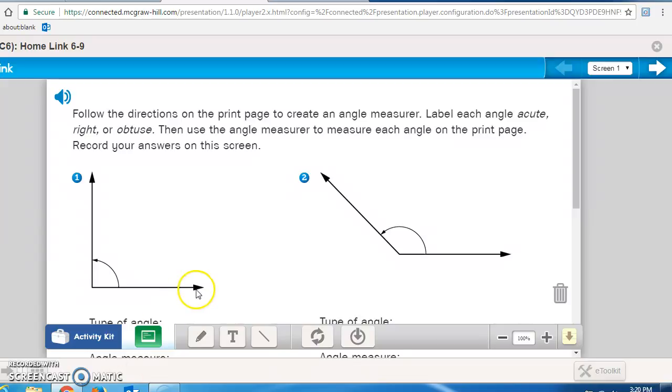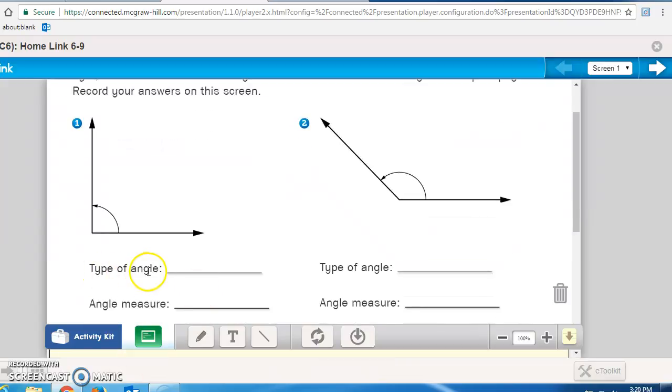So, on your first one, what type of angle is that? You should notice that that is a perfect capital L, so that is a right angle. How are you going to measure it? You're going to lay your circle and you're going to put a 0 on the line and measure over to the other line.